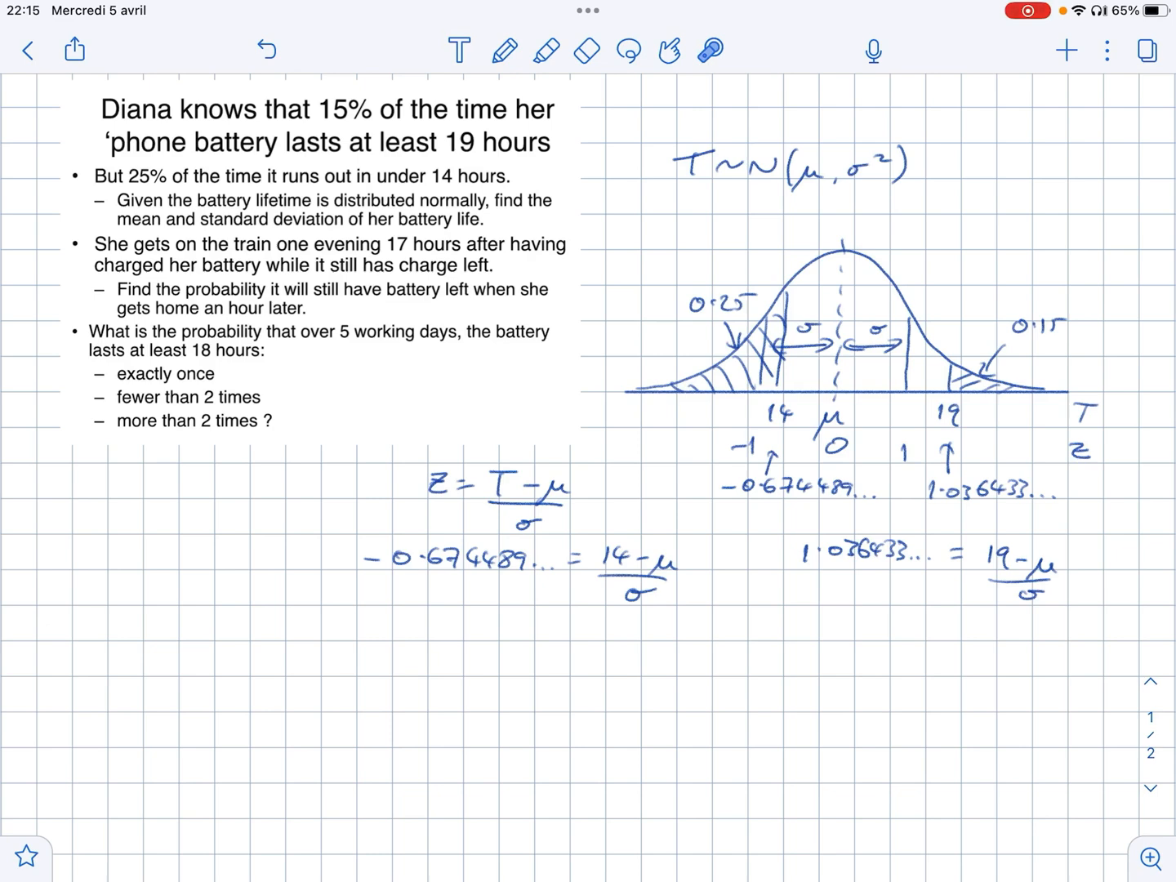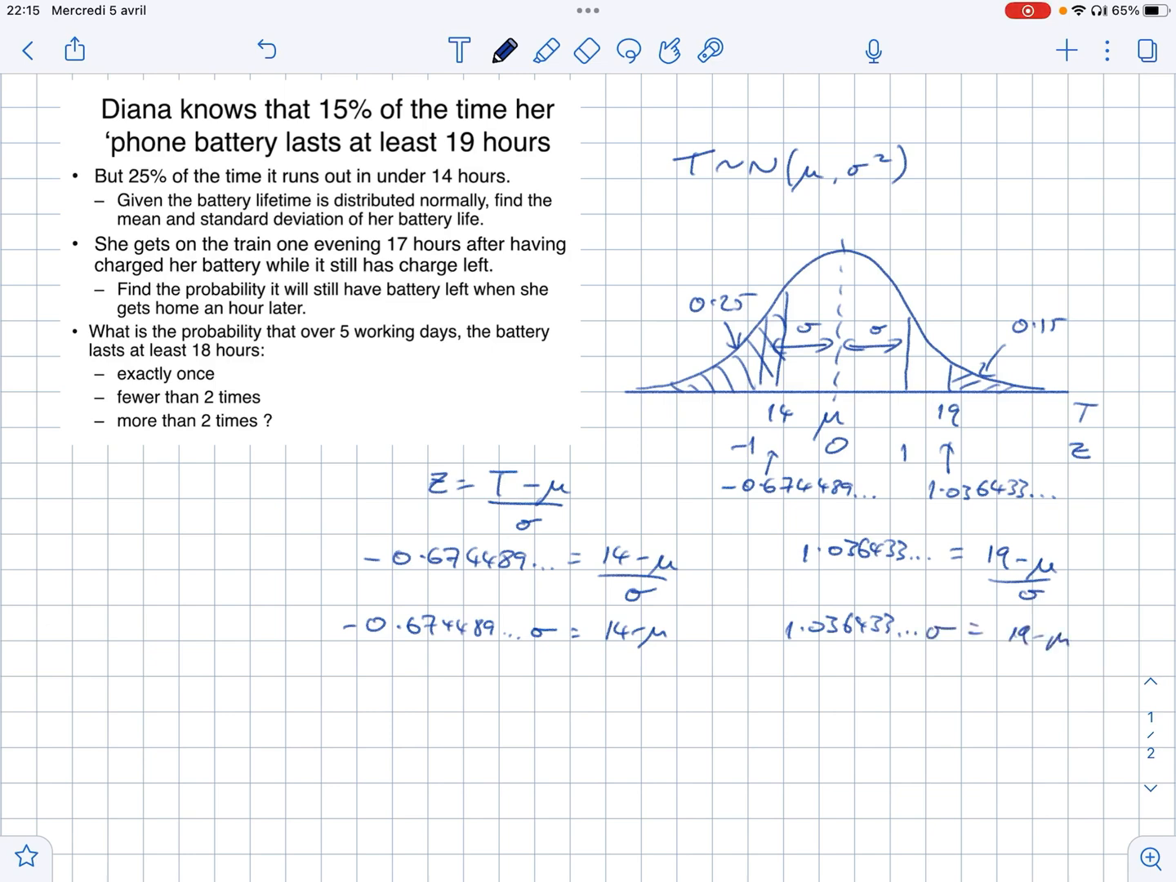I can try solving linear equations, except they're not linear because I've got a mu divided by a sigma, with sigma on the denominator. So let's multiply both sides of both equations by sigma to get 0.674489 dot dot dot sigma equals 14 subtract mu, and 1.036433 dot dot dot sigma equals 19 subtract mu.